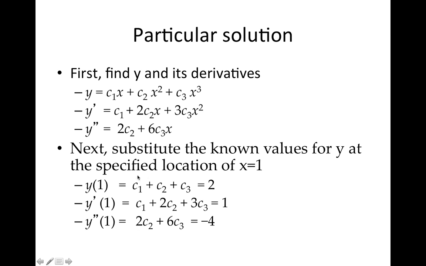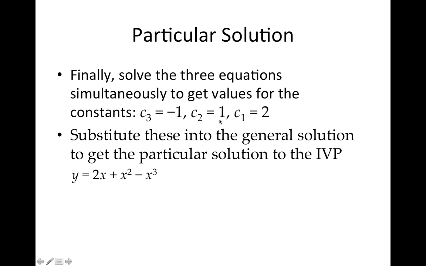This gives us 3 equations and 3 unknowns, which you can solve through a number of techniques. And solving those 3 equations and 3 unknowns gives us the constants. And then it's important to put those back in the order in which you solve for them. So C1 is 2, C2 is 1, and C3 is -1. When we do that, we get a particular solution to this differential equation initial value problem.